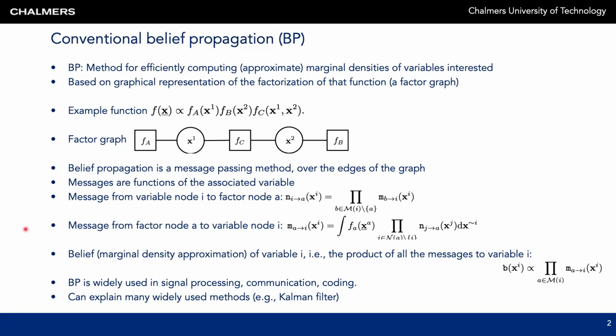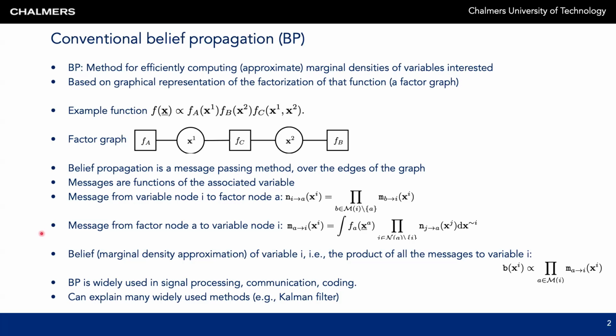Let's start with a brief overview of conventional belief propagation, or BP. BP is a method widely used for efficiently computing approximate marginal densities of variables of interest. It is based on a graphical representation known as a vector graph, which allows for message passing between nodes. An example is shown of a density function with two variables and three factors. In the BP method, messages flow from variable nodes to vector nodes and vice versa. And these messages represent functions of the associated variables. There are standard rules for how to compute these messages, involving simple sum and product operations.